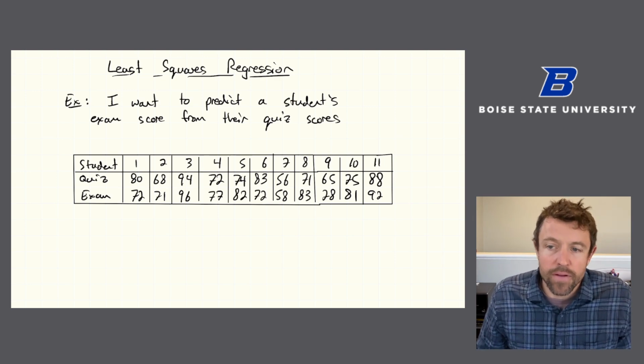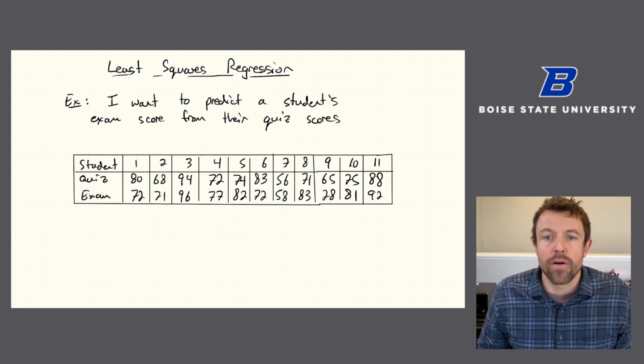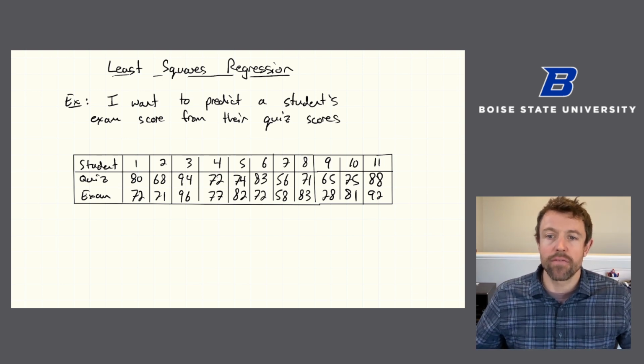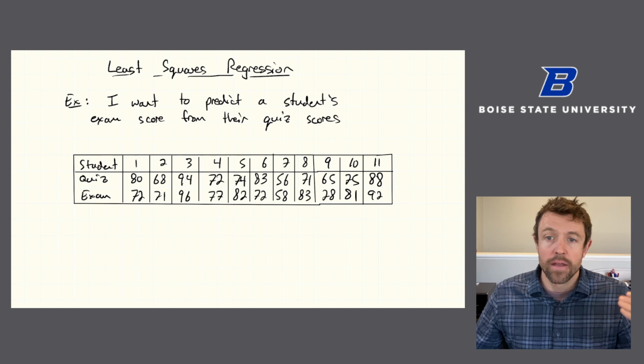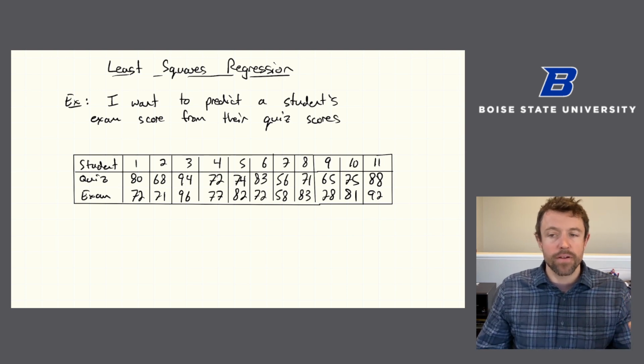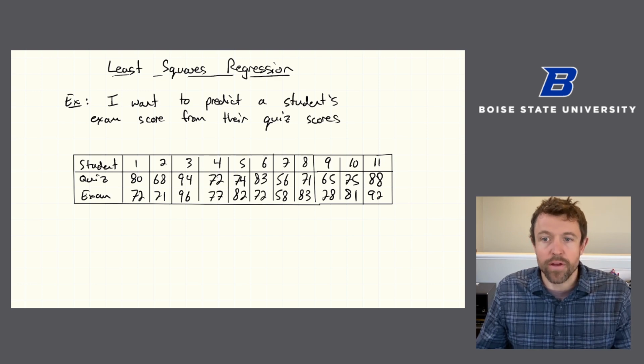So I have a classic least squares regression problem in front of us. I have 11 students, and I have their average quiz score in a class and their final exam score. What I want to do is figure out some way to predict a student's final exam score from their quiz scores. And I'm going to try to do this by modeling it with a straight line. To understand why I'm doing this, let's look at a picture.